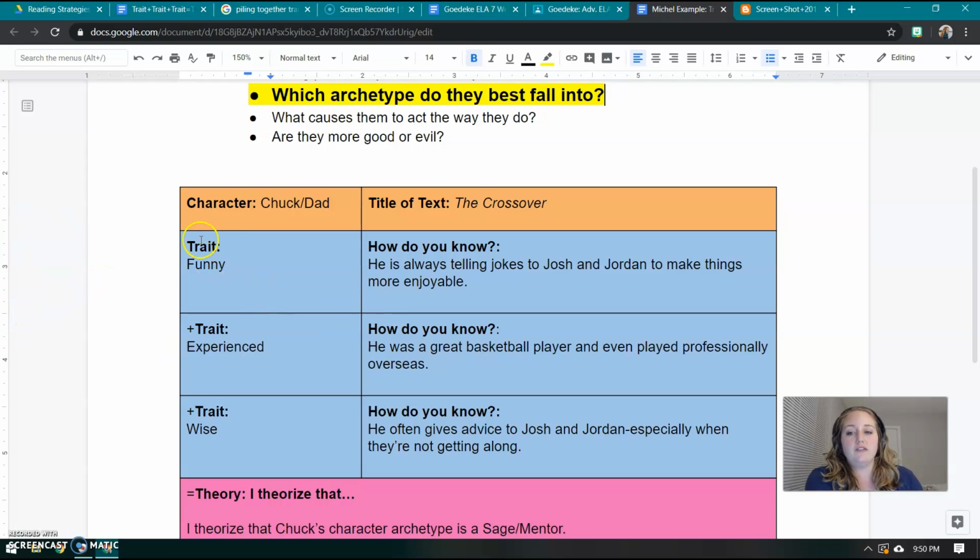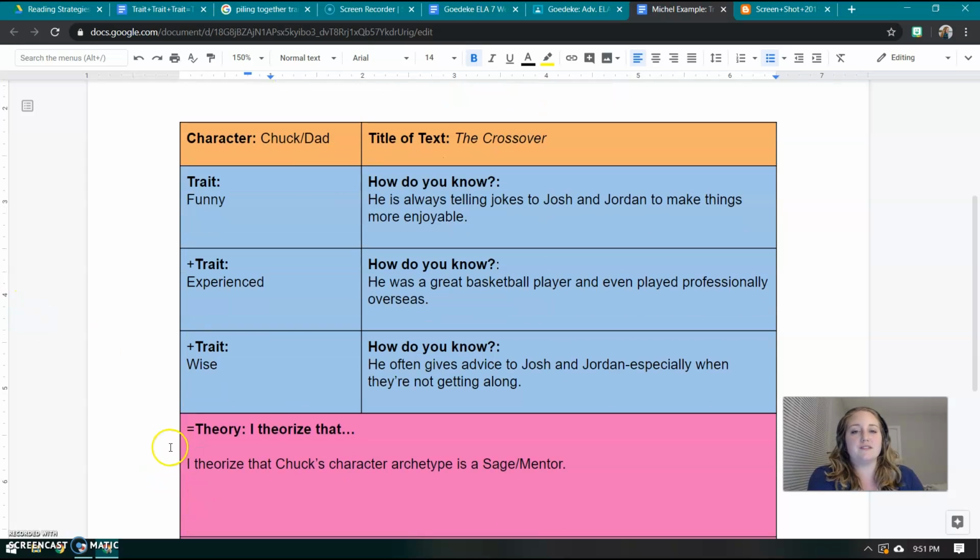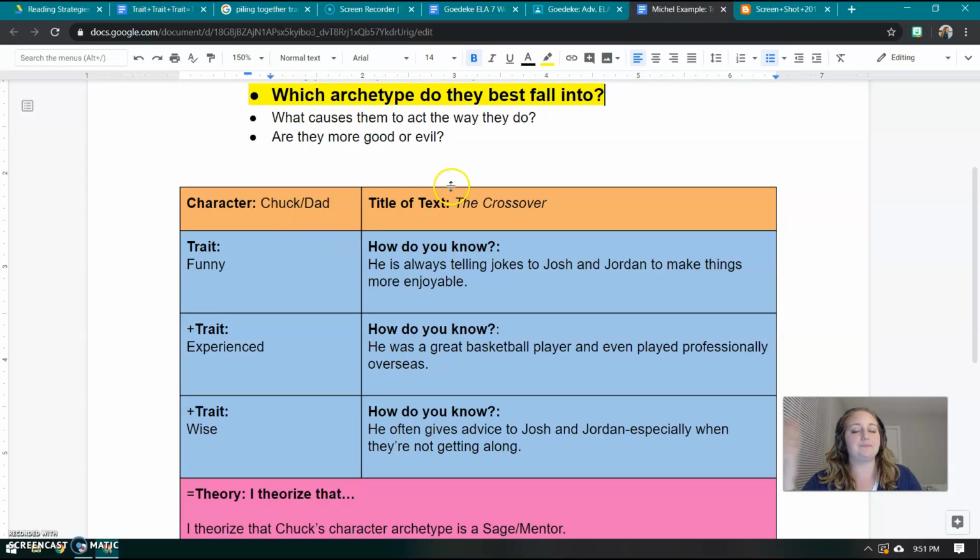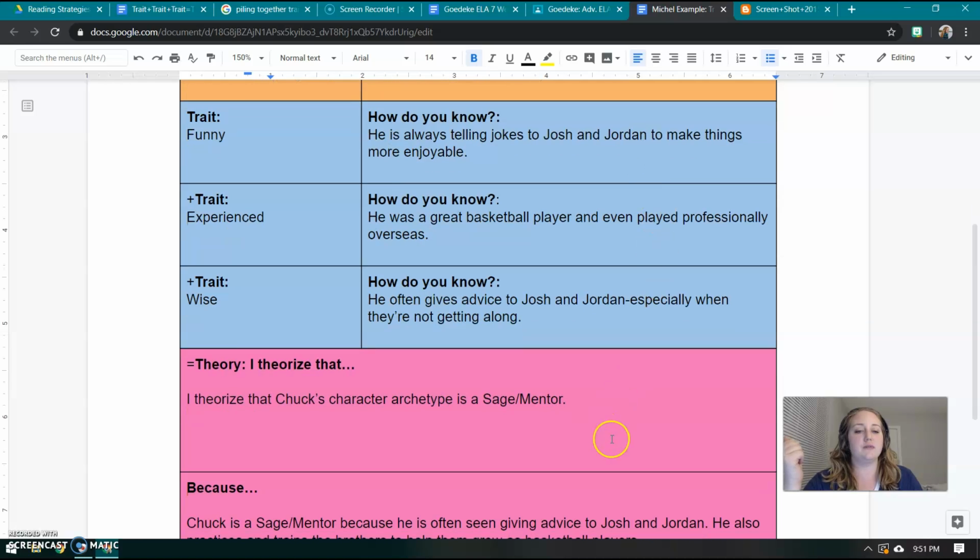So I take all of these traits. He's funny, he's experienced, he's wise, and in my mind, I'm going to make a theory. A theory is basically an idea I have that combines all of these traits. What can I say about Dad? My theory here, or Mr. Michael's theory, is what archetype Dad falls into. Remember, an archetype is a cookie cutter type of character that serves a purpose in a story.